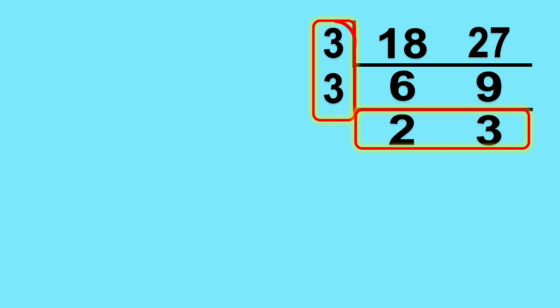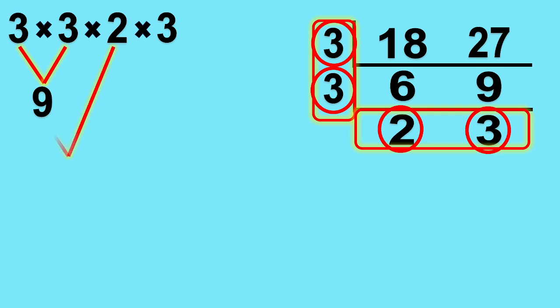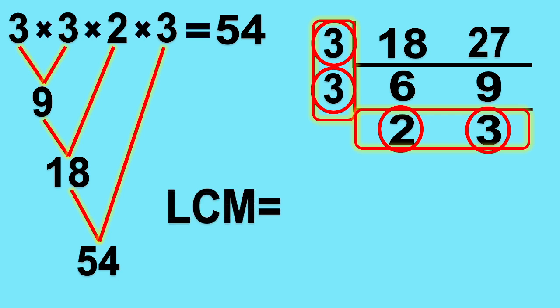So, 3 times 3 times 2 times 3. 3 times 3 equals 9. 9 times 2 equals 18. 18 times 3 equals 54. So, 3 times 3 times 2 times 3 equals 54. So, the LCM is 54.